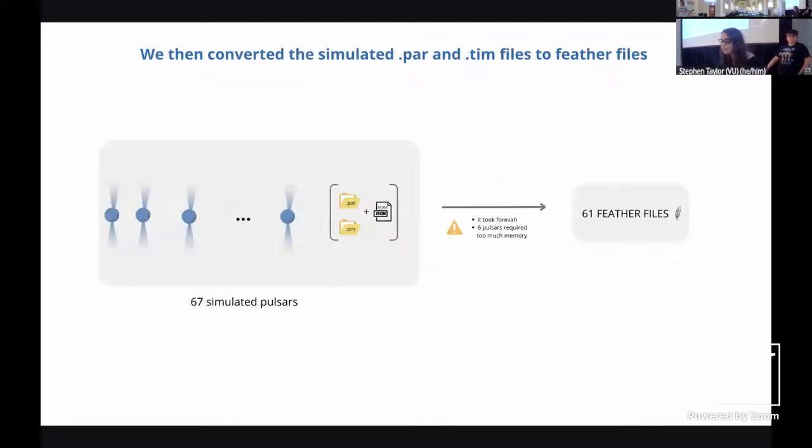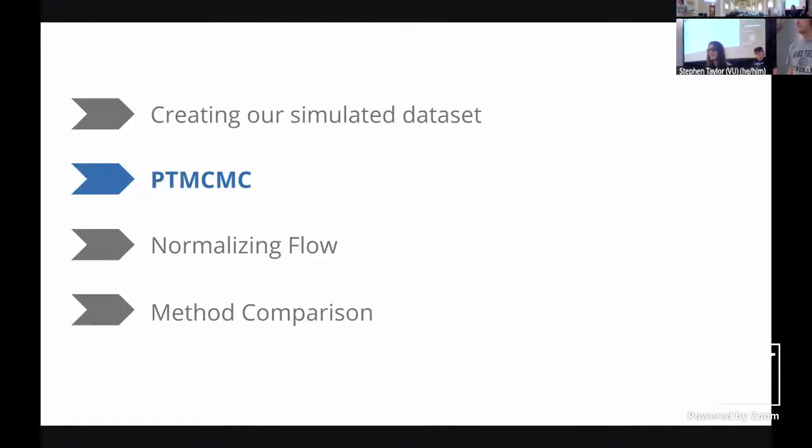And then after having simulated the pulsars, we decided to use feather files. So we converted the 67 simulated pulsars to 61 feather files. It took forever. On my laptop, actually, I was able to convert only one, but Kat eventually was able to convert 61 of them. Yeah, the reason we lost 6 of them is that 6 of them had too much data and would kill my kernel because it would use up all the RAM I was allowed on the cluster. So I was like, let's just skip those. They were too good. 61 is enough. We'll get to that.